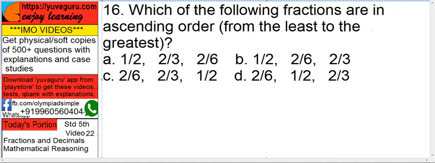Next, which of the following fractions are in ascending order? Now, ascending means what? Least to greatest. So this side should be the least and this side should be the greatest. We have to check among these four.